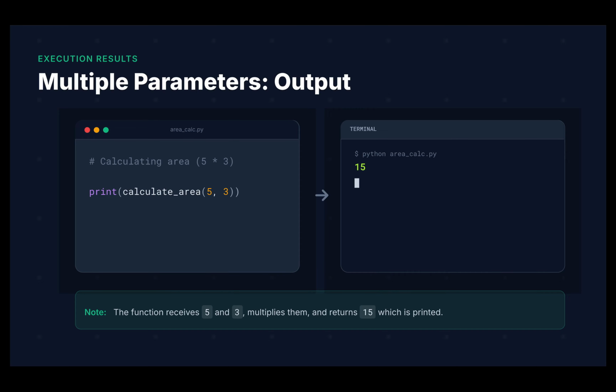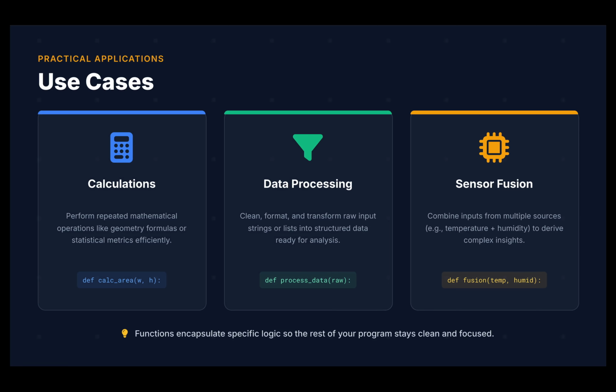This is a useful example because it is simple enough to follow, but it also reinforces what the parameters, return values, and function execution can do at once. This is just to broaden the idea, like calculation, data processing, and sensor fusion. It shows that functions are not just classroom examples. They're used to package logic for transformation, analytics, and combining multiple data sources in practical programs.